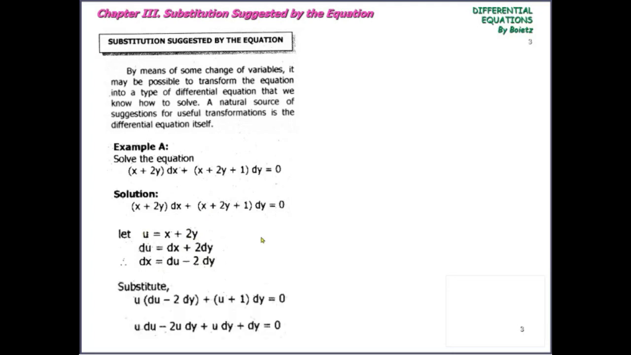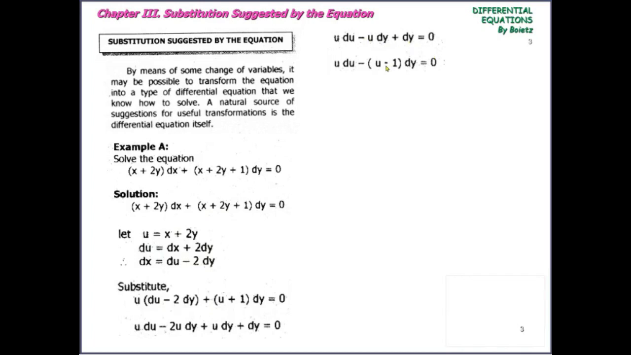Okay. So pag sinubstitute mo yon here, if you will substitute, this will become u. Then dx is this one, du minus 2 dy. Then plus this one is u. Then magkakaroon ng plus 1. Then dy equals 0. So ang magiging variable mo dito, again, parang sa homogeneous differential equation, u na tsaka y. Then distribute: u du minus 2u dy plus u dy plus dy. Then meron pa pwedeng pagsamahin dyan. Ito, this will become negative u dy.